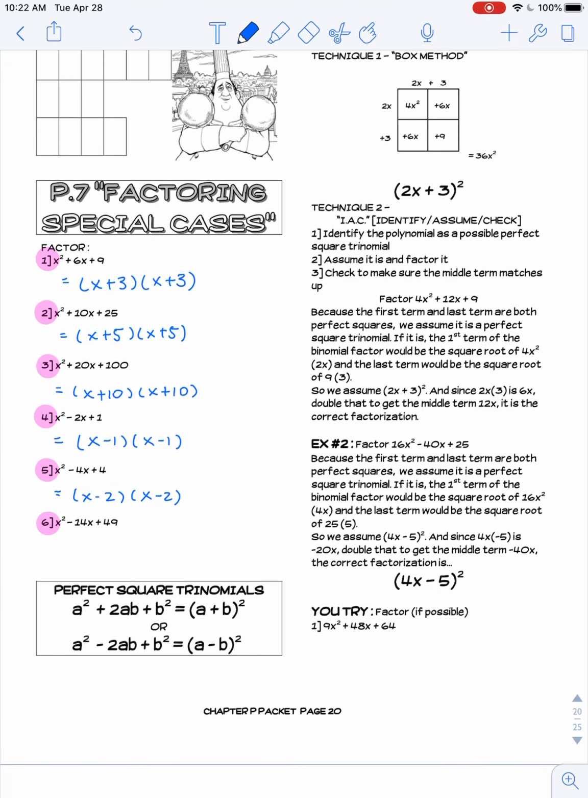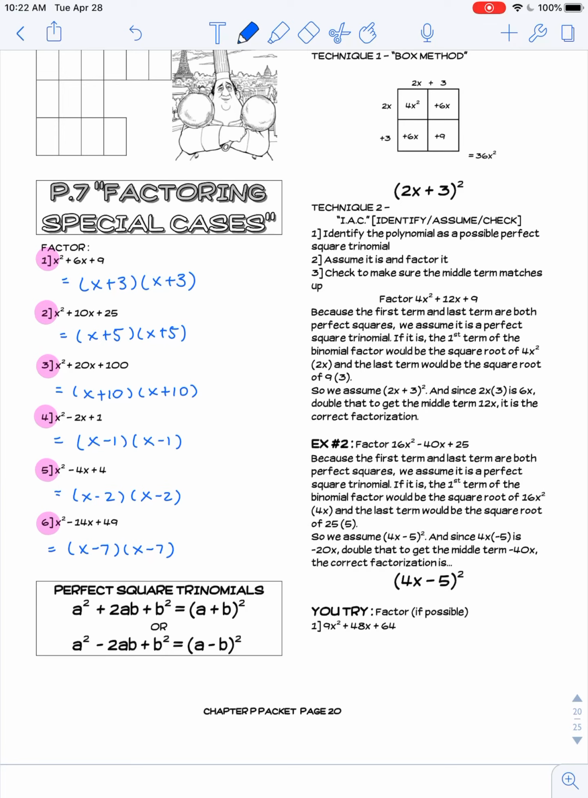Lastly, x squared minus 14x plus 49. Two numbers that multiply to equal 49 and add to equal negative 14. Negative 7, negative 7. Okay. So hopefully you got these answers and you noticed something similar amongst each of these answers. Hopefully what you notice is the factors repeat themselves. X plus 3 times x plus 3, x plus 5 times x plus 5, and so on.